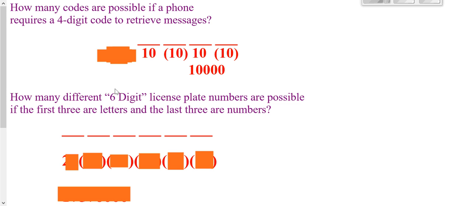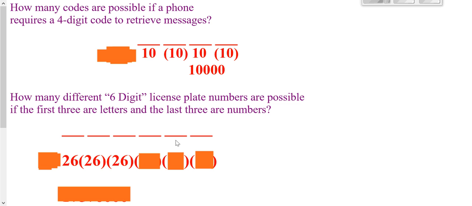So here we're doing a 6-digit license plate, where the first 3 are letters, the last 3 are numbers. So I put down 6 spots for all of our options. And I would encourage you to do something like this. It'll make it a lot easier for you. So the first 3 are letters. How many letters are in the alphabet to choose from for the first one? Well, there's 26. The second one's also a letter, so there's still 26 letters. The third one is a letter, still 26 letters.